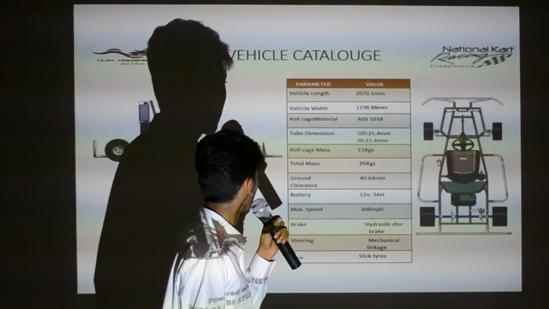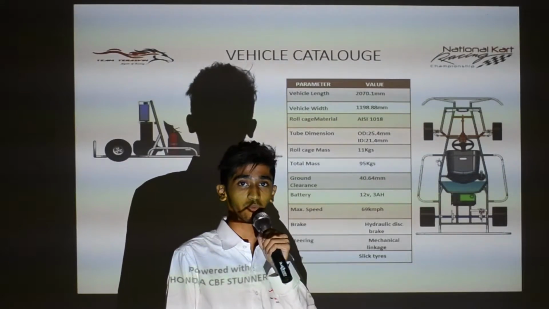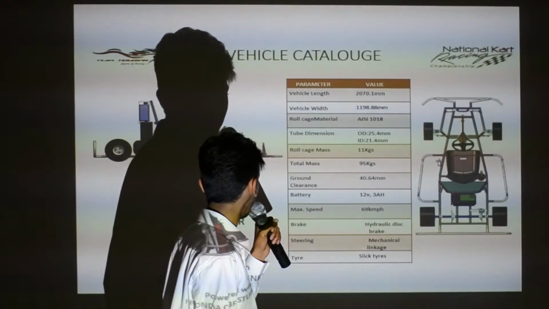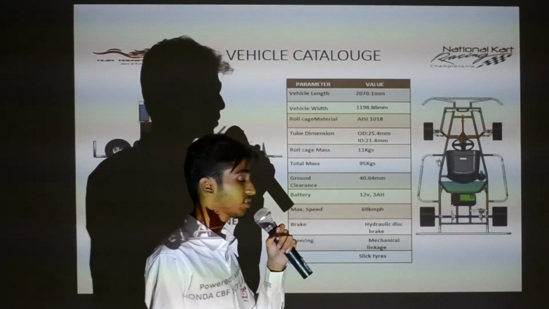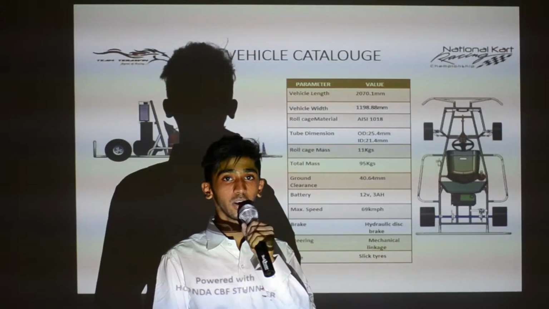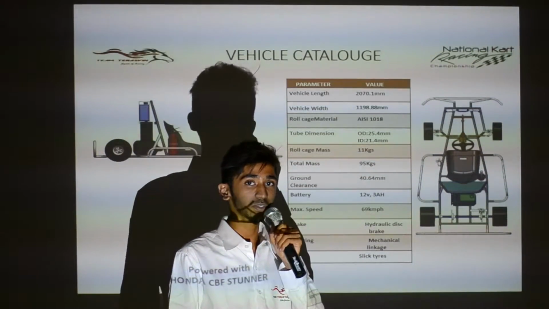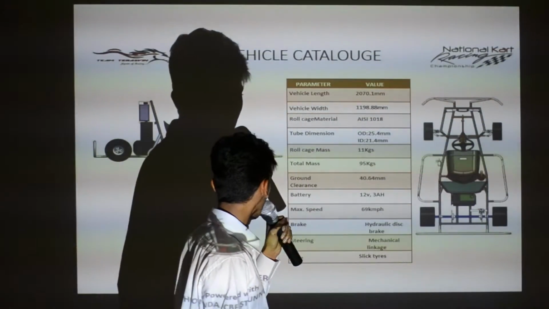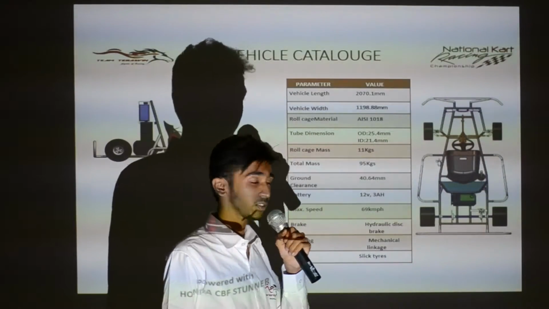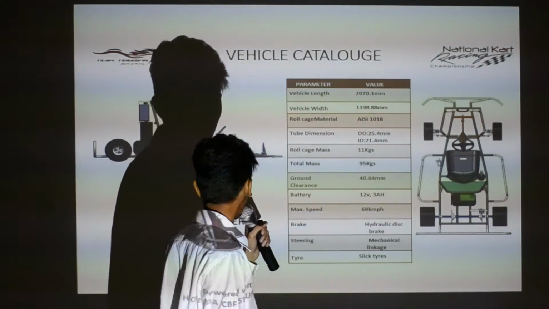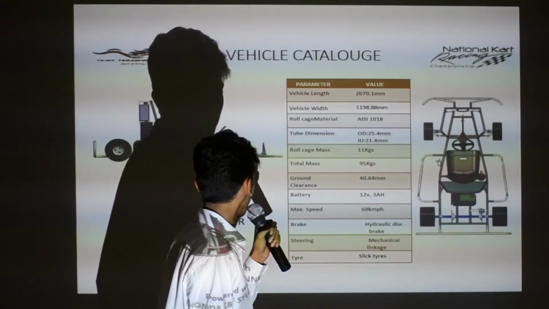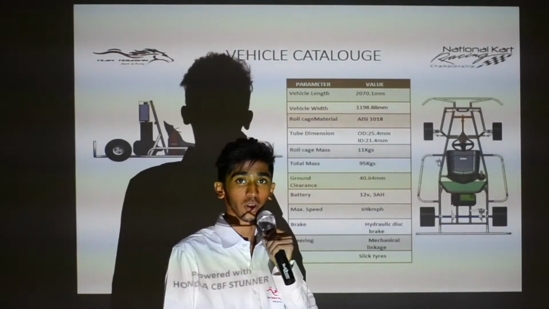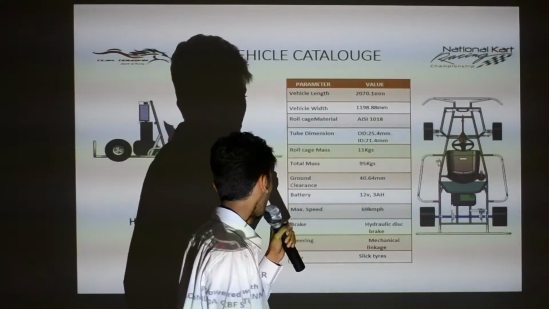Next is tube dimension. The outer diameter is 25.4 mm and the inner diameter is 21.4 mm. Roll cage mass is 11 kgs. Total mass is 95 kgs. Here aluminum is used in most of our parts, which helps in total mass reduction. The more we reduce the total mass, the better the vehicle's performance. Next is the ground clearance. Ground clearance is 40.64 mm. This provides greater stability and avoids rollover while cornering.